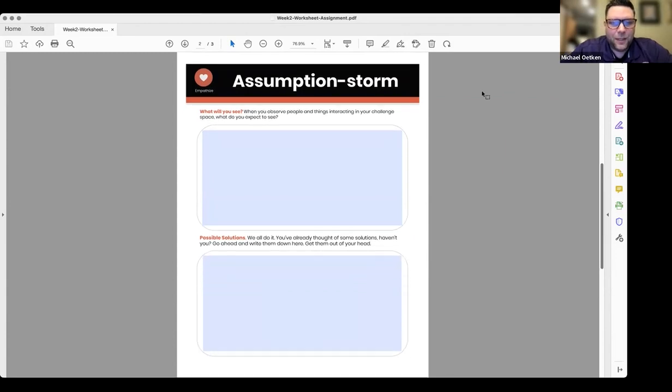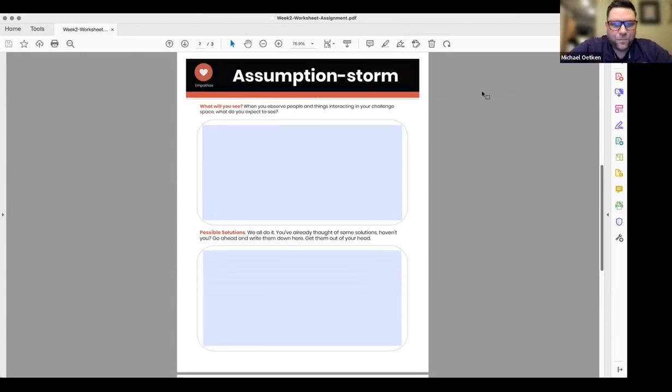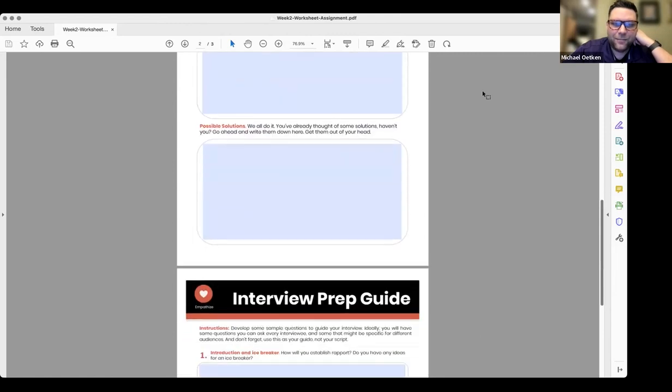The next one, possible solutions. So you've already probably thought of some solutions for these problems, and this is your chance to go ahead and write them down. Once you read through the problem that you are tackling here, you probably already had some basic ideas of how you could address that and fix some of those issues. So go ahead and write those down in that area.